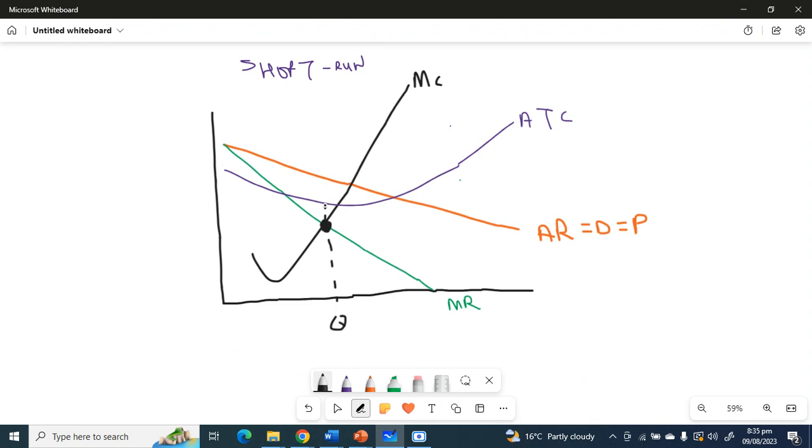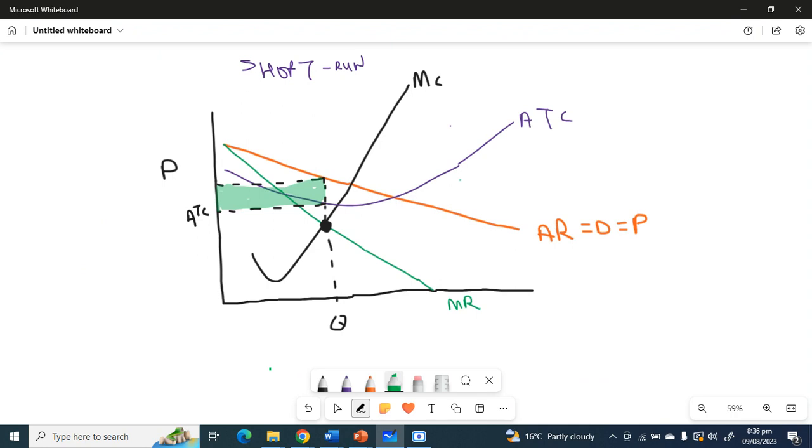So we take our dotted line. Once it touches the average total cost curve, we translate it to the y-axis. This is our average total cost. Then we take our dotted line until it touches our price, or our demand or average revenue curve. So this box here that I've drawn represents the positive profits in the short run. All right.